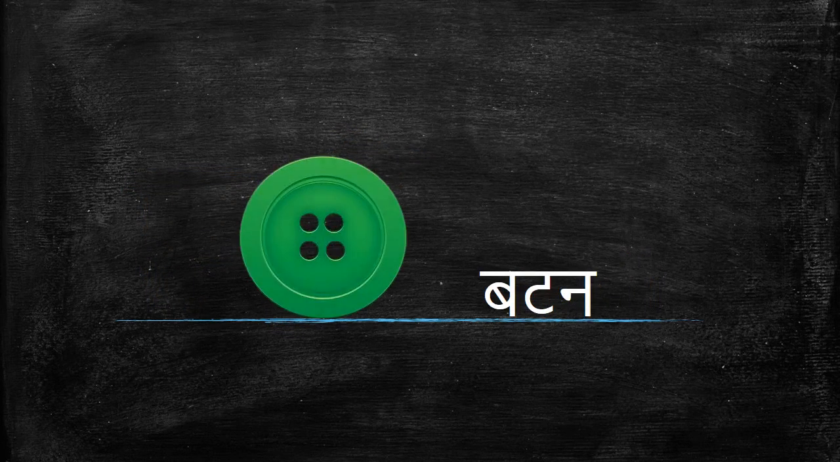B se button. We can see buttons on our shirt or pant or on a sweater, right? So B se button.